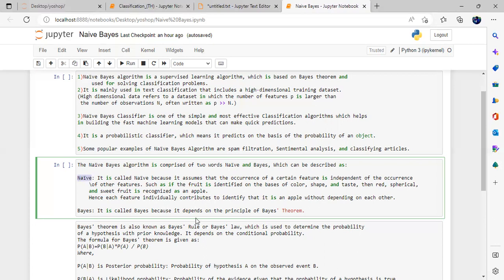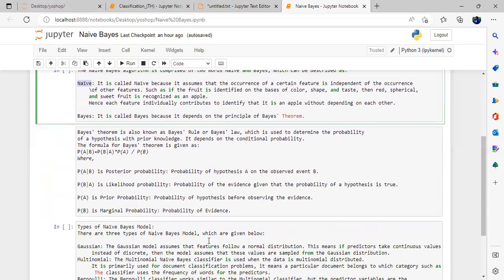And Bayes is called Bayes because it depends on the principle of Bayes theorem. As we know, every theorem is named after a scientist. So let's see the formula for that. Bayes theorem is also known as Bayes rule or Bayes law, which is used to determine the probability of a hypothesis with prior knowledge. It depends on the conditional probability.